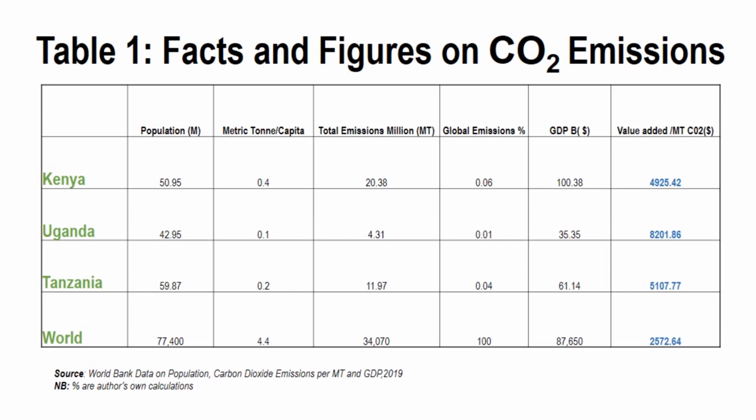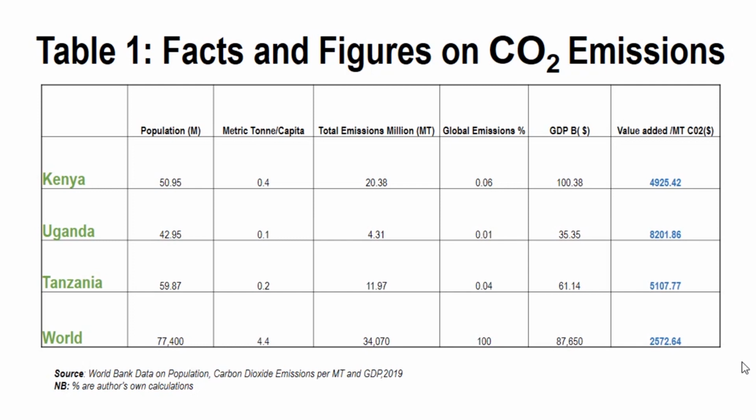Tanzania is 22 times, because Kenya's is double, and Uganda's is basically almost 40 times. What this tells you relative to the world average is that African countries are very low polluters on a per capita basis. And then we go to the total emissions, which is basically the population multiplied by the per capita footprint.